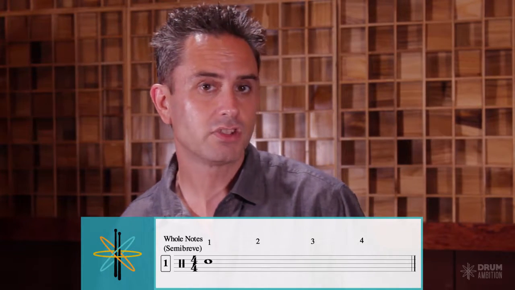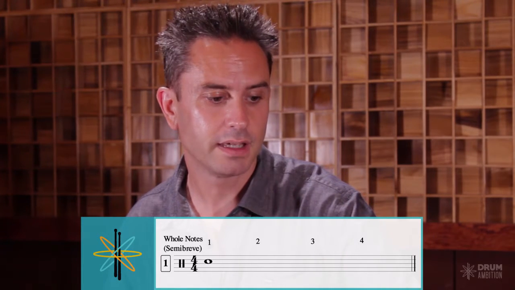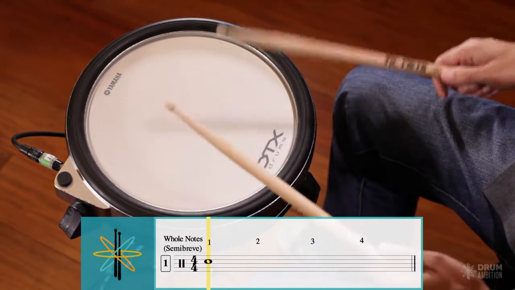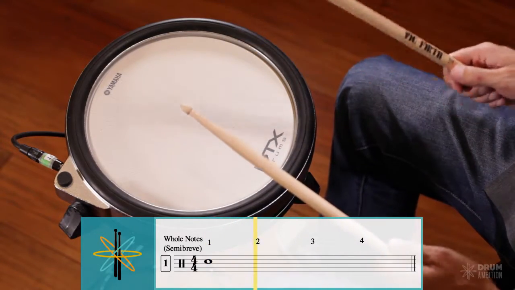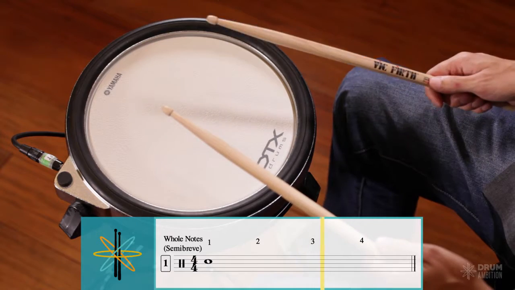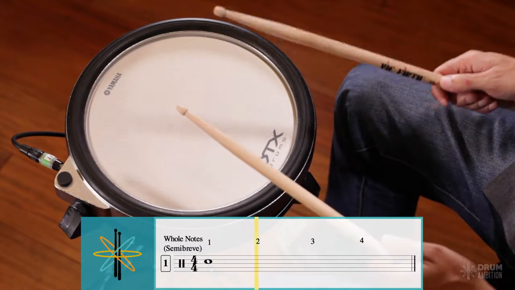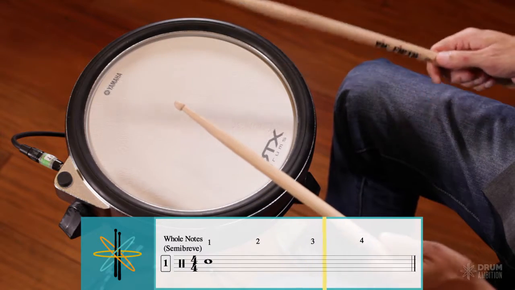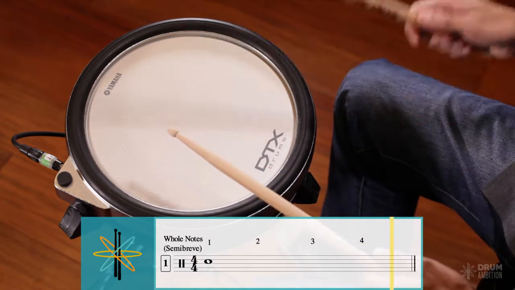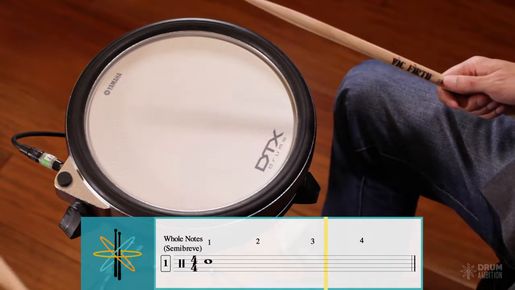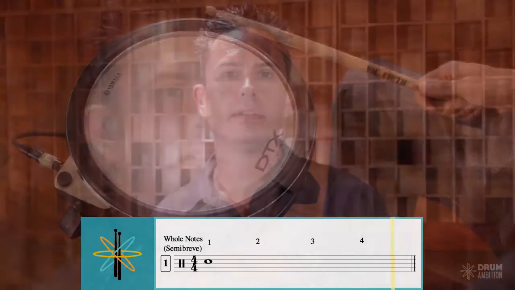So if I run a metronome, and we'll play 3 bars at a time, our whole note looks like this, and 4, and 1, 2, 3, 4, 1, 2, 3, 4, 1, 2, 3, 4.